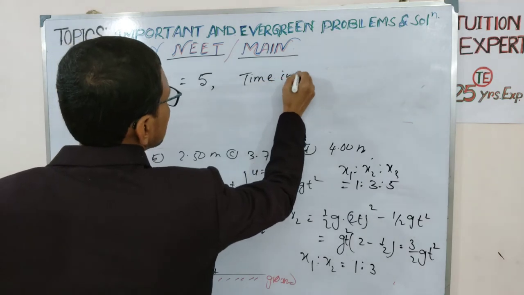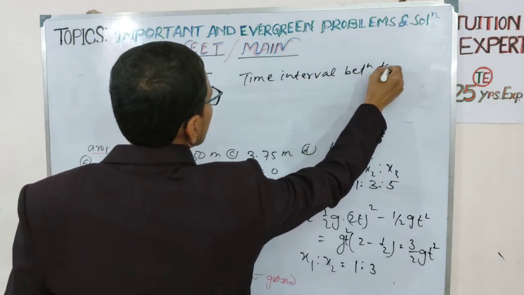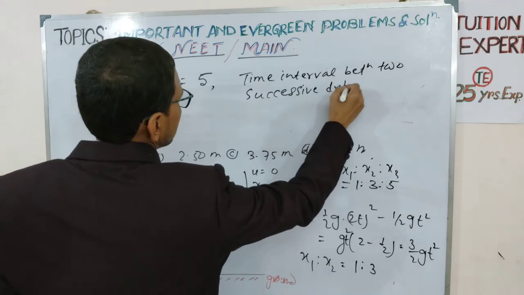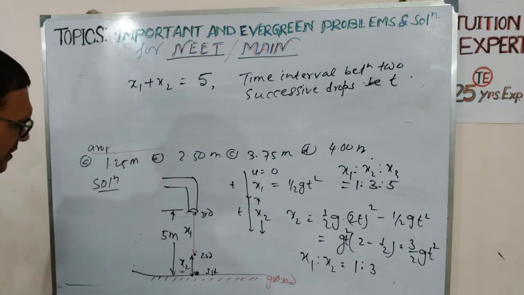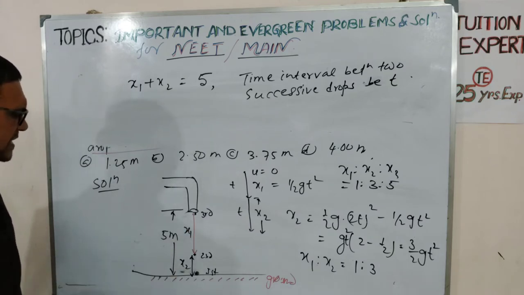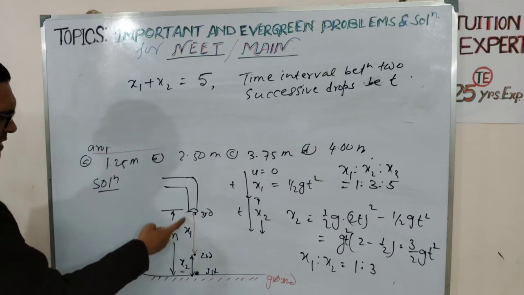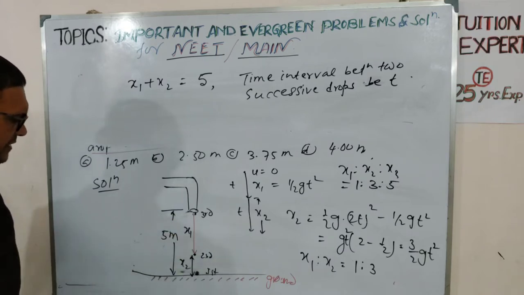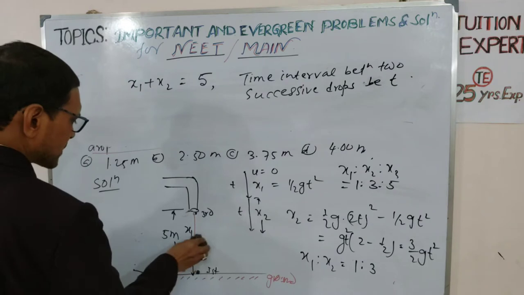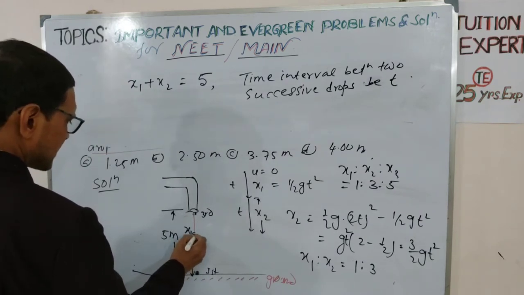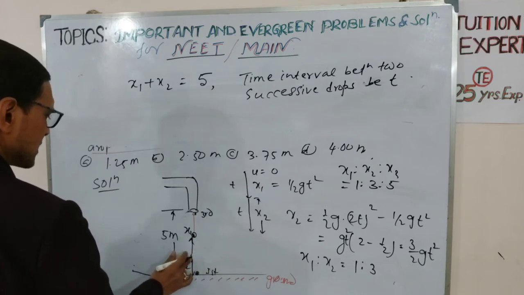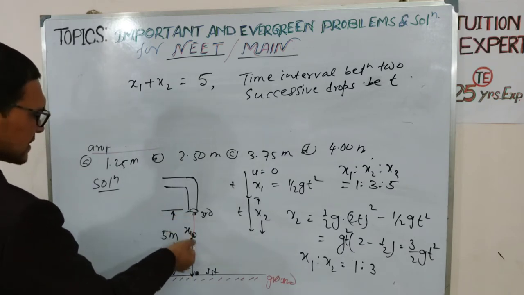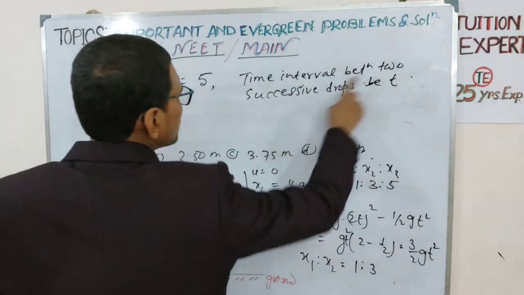The time interval between 2 successive drops is t, that is, after every t second one drop emits. So if the first drop travels for 2t second, then the second drop travels for t second, because the time interval between two successive drops is t second.